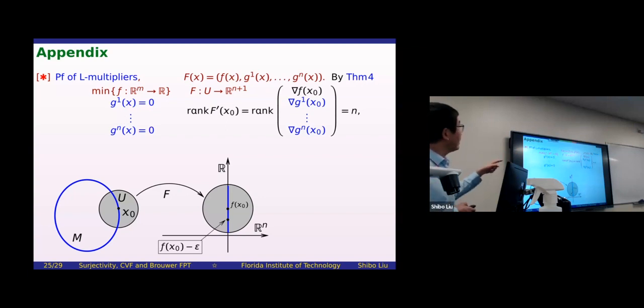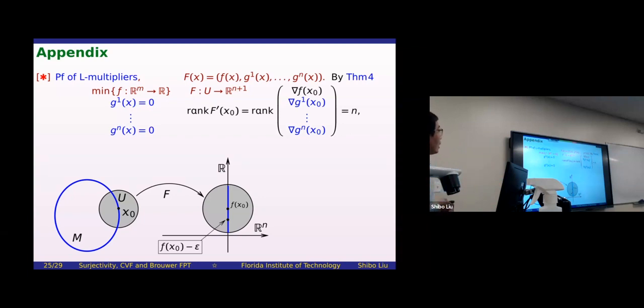Once you know that the rank is n, because the assumption of the Lagrange multiplier method requires that the gradients of g1 to gn are linearly independent at the point, the first row, that is the gradient of f, is a linear combination of the gradients of g1 to gn. Therefore, that is the result of the Lagrange multiplier theorem. Why is the rank n? If the rank is not n, it must be n plus 1, because we know that the last n rows are linearly independent.